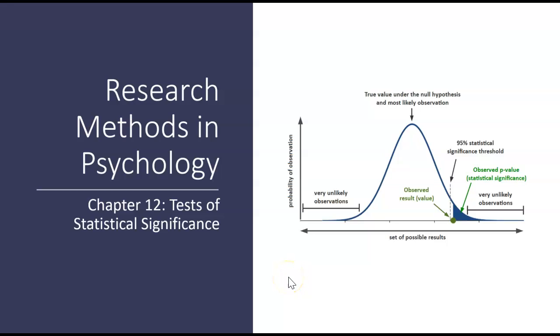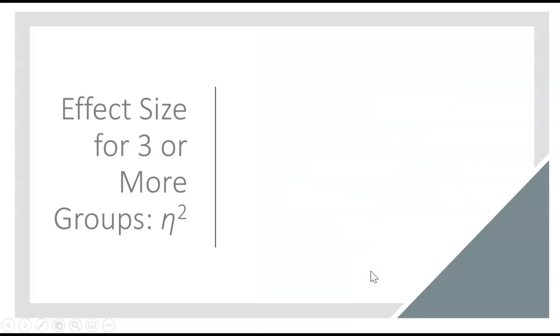This video is part 4 of Chapter 12, Tests of Statistical Significance for PSY 222, Research Methods in the Psychological Sciences. We finished up part 3 talking about using ANOVA to test for effects in studies where you have 3 or more groups. We hadn't yet talked about effect size, though.